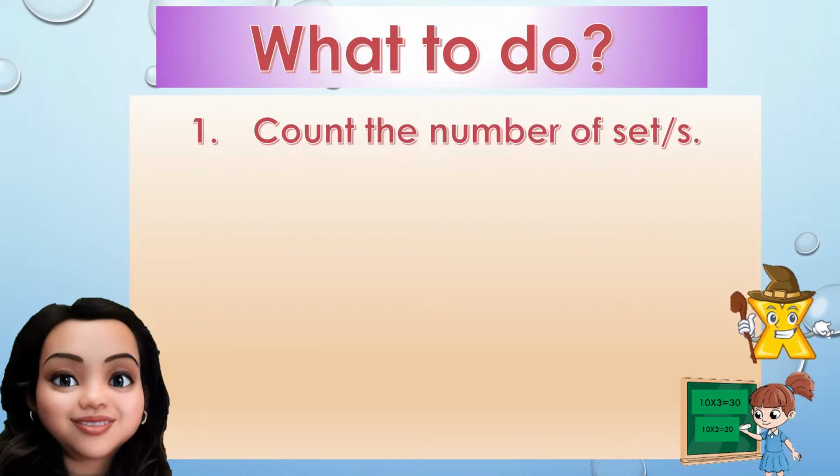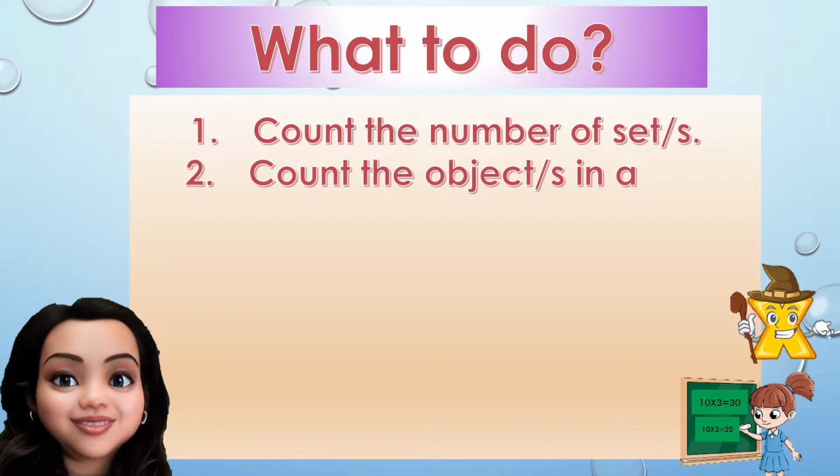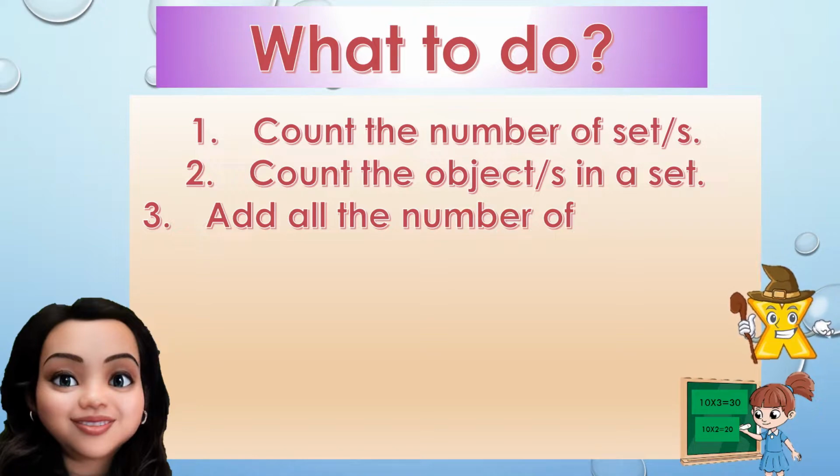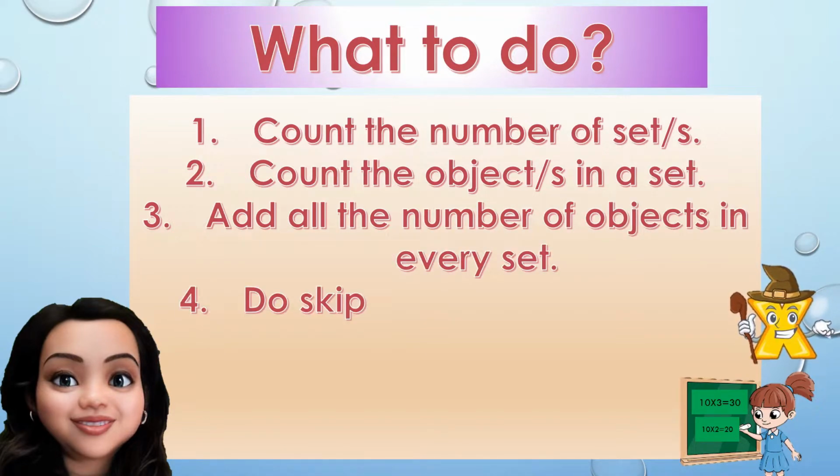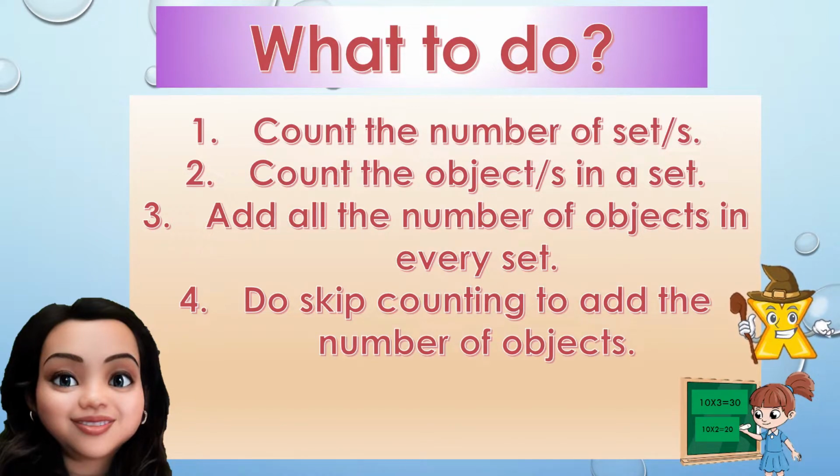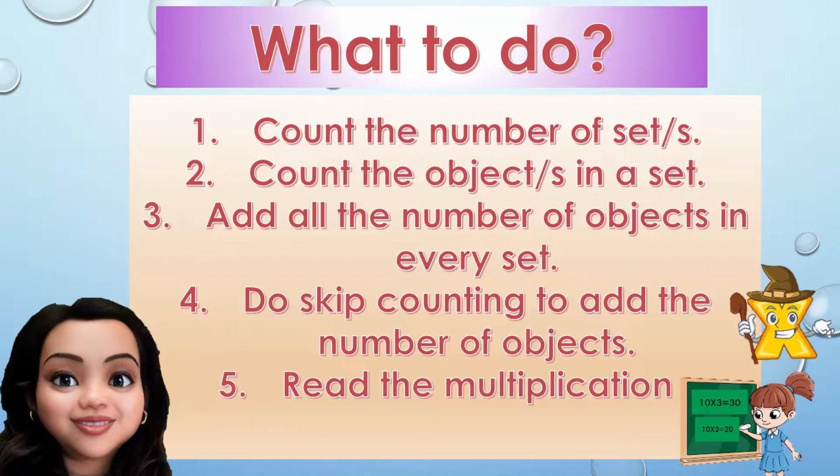What to do? First, count the number of sets. Second, count the objects in a set. Third, add all the number of objects in every set. Fourth, do skip counting to add the number of objects. And then, read the multiplication sentence.